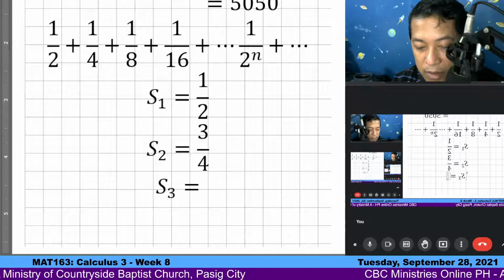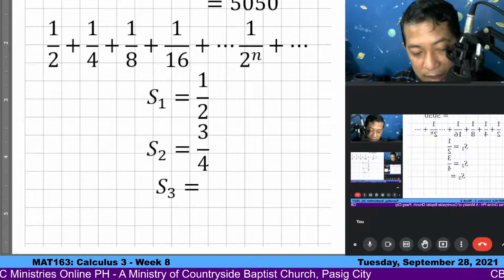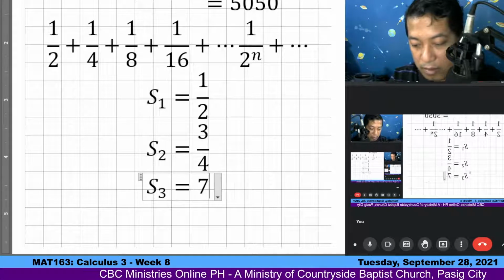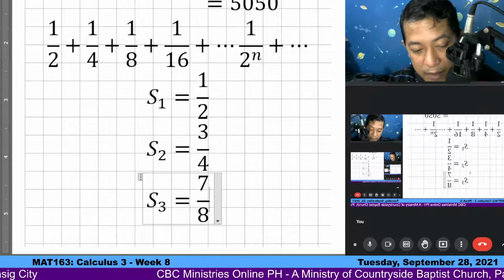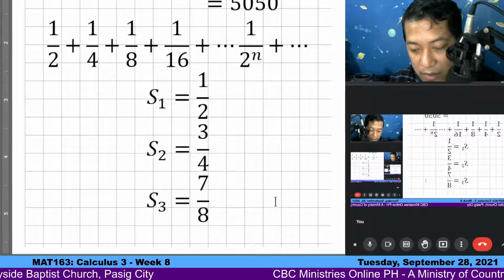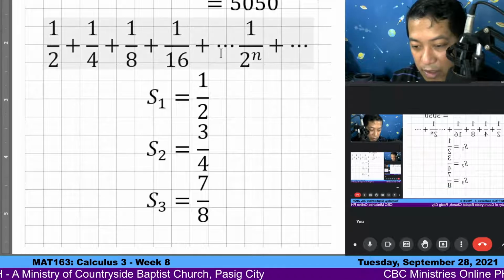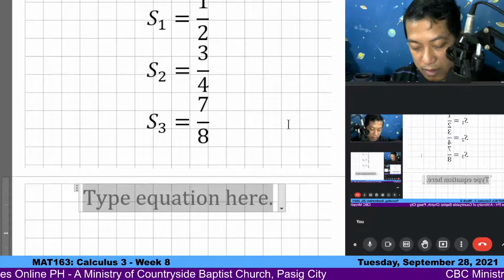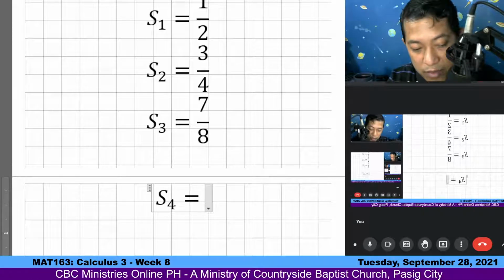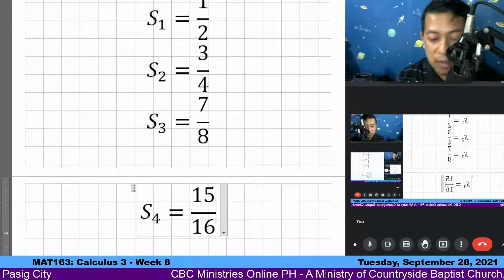Okay, so let's continue here. For S3, we have 7/8. And then S4, notice the sum. S4 is equal to 15/16. Notice that, until it reaches the limit.